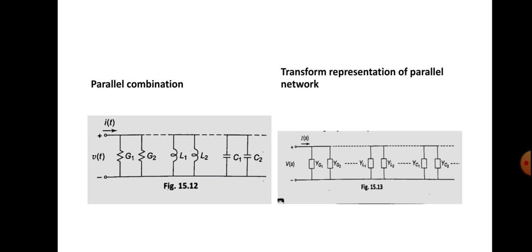Similarly, if we take a parallel combination of circuit elements such as G1, G2, L1, L2, C1, C2 connected in parallel, then the corresponding transform representation of the parallel network contains admittances: YG1, YG2, YL1, YL2, YC1, YC2, etc. So this is all about the transform domain circuit representation for the different circuit components such as capacitor, inductor, resistor, etc. In the next session we can do a problem.